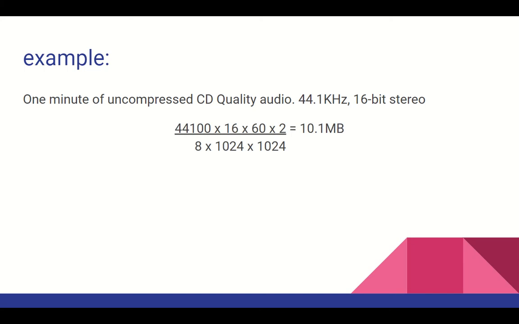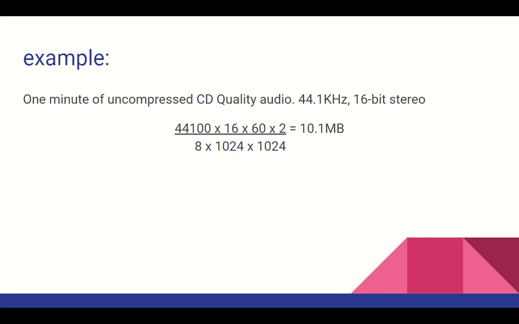Look at that. That's a lot of crunching there. 44,100 times 16, which is the bit rate, times 60, which is the length of the audio. So it says 1 minute. Remember, this is always going to be done in seconds. Because why seconds? 44.1 kilohertz, 44,100 cycles per second. That's why I'm working in seconds. Times 2 for stereo, divided by whatever. 10.1 megabytes per minute of uncompressed CD quality audio. Not bad. It's a good reference point too.